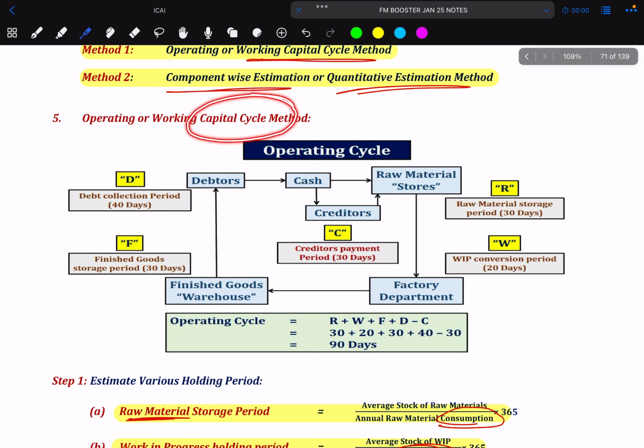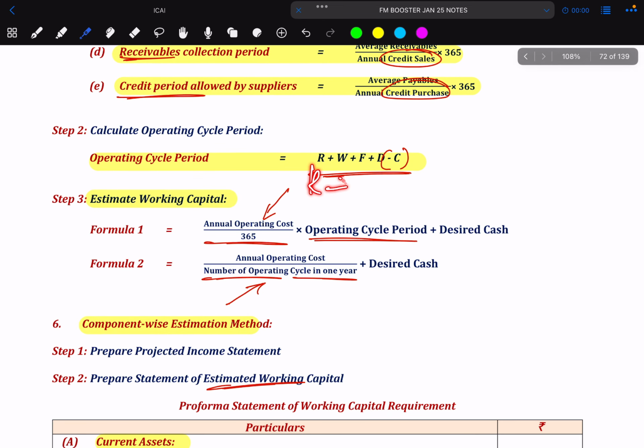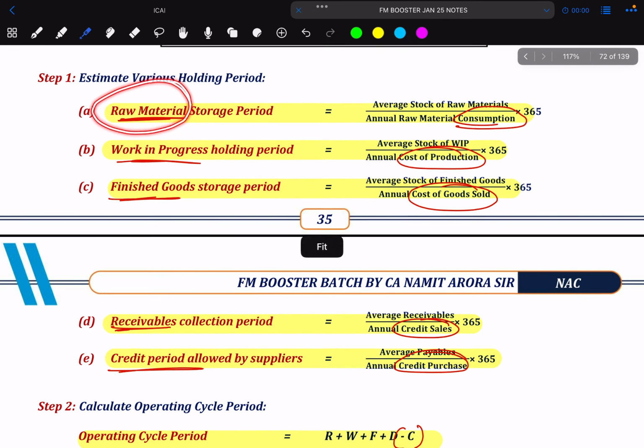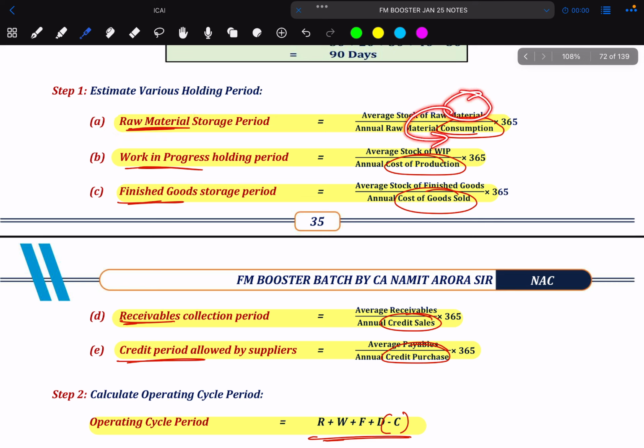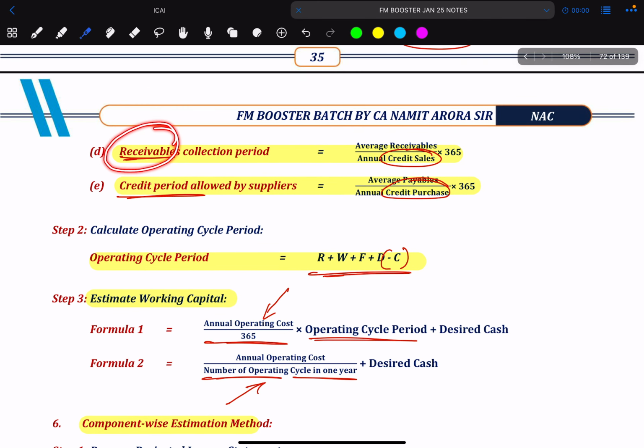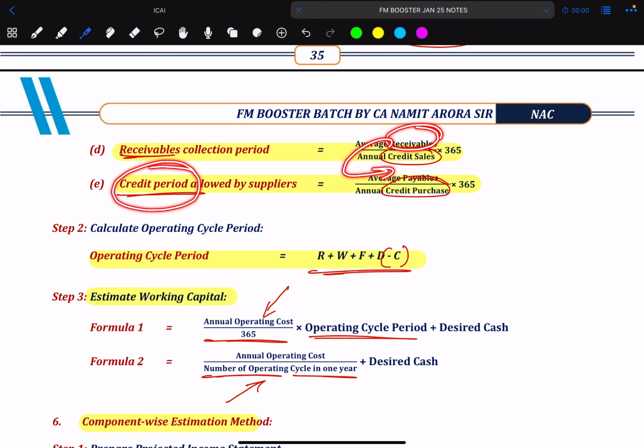So the operating cycle method is simple. So R plus W plus F plus D minus C. Okay, remember this formula and we'll go into it deeply. So when it comes to raw material, it is average raw material divided by annual raw material consumption. And when it comes to work in progress, average work in progress divided by cost of production. And when it comes to finished goods, it is average stock of finished goods divided by cost of goods sold. And when it comes to receivables, it is receivables divided by annual credit sales. And when it comes to credit period, it is payables divided by credit purchases.